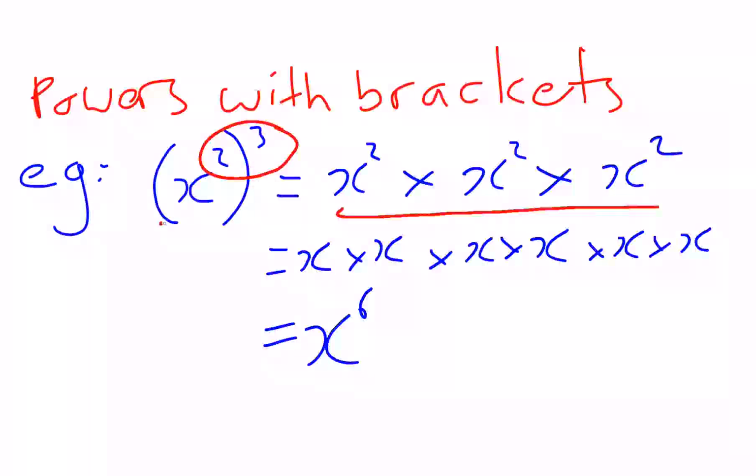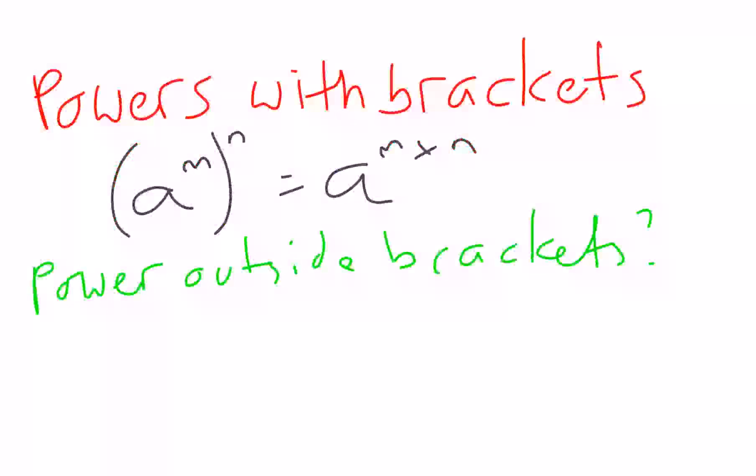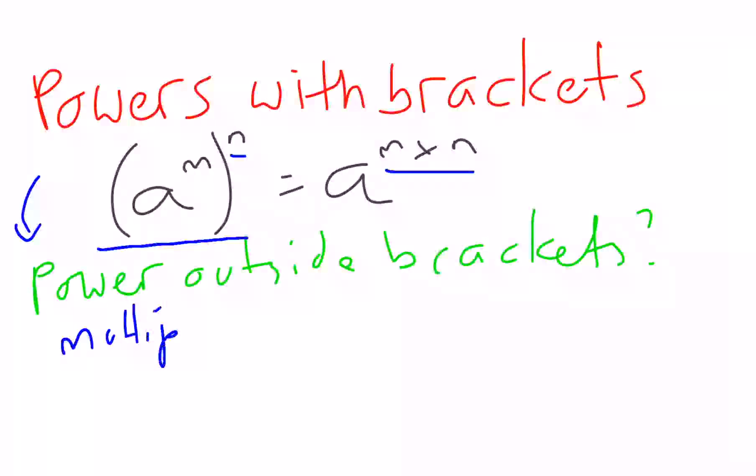Effectively, I'm raising everything inside the bracket to the power outside the bracket. So my rule, algebraically, a to the power of m raised to the power of n means I multiply those indices. In words, if I've got a power outside the brackets, I multiply the indices of everything inside the brackets.